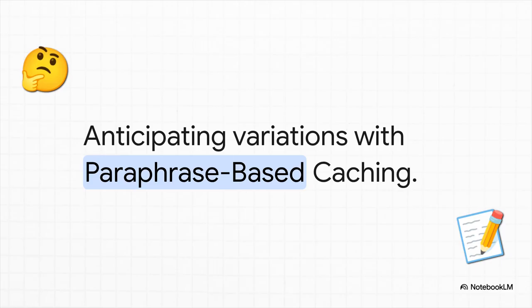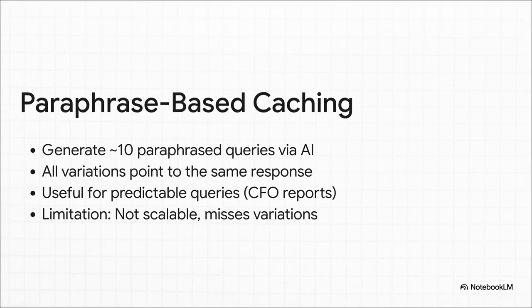And that brings us to our next strategy, paraphrase-based caching. Here's the idea. You actually use an AI model ahead of time to generate, say, 10 or so different ways a user might ask a really common question. Imagine a CFO asking for a financial report. You come up with all the likely variations. Then you store all of those paraphrases as keys, and they all point to the very same answer. It's a really clever trick for predictable queries, but as you can probably guess, it just doesn't scale very well. There's no way you can predict every single variation for every possible question.